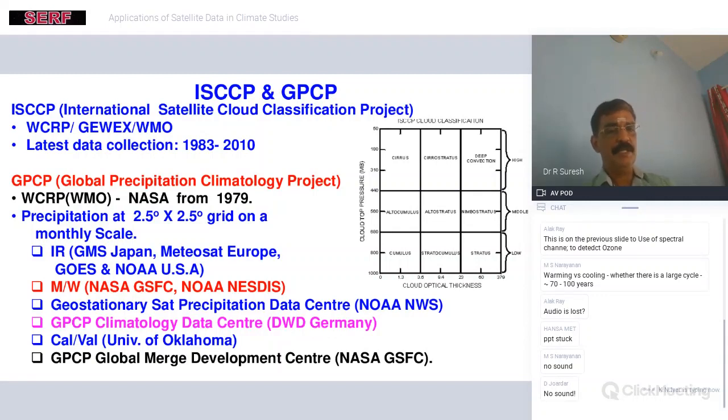Under this project, there are different contributors from the satellite service providers. The IR sensor contribution is from GMS Japan, Meteosat Europe, and the USA satellites GOES and NOAA. Microwave sensors from NASA and from NOAA are in use for this project. One great advantage is that calibration validation, CalVal, is also included as a component, and that is the responsibility of the University of Oklahoma. The ultimate responsibility and coordination was with NASA.